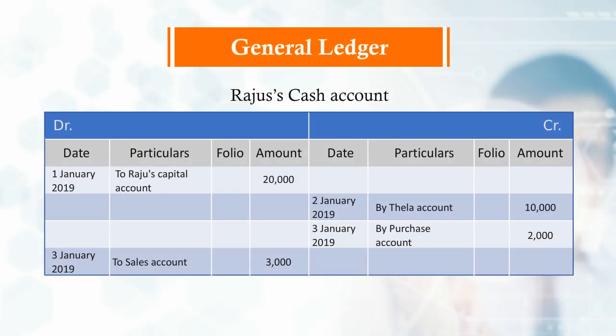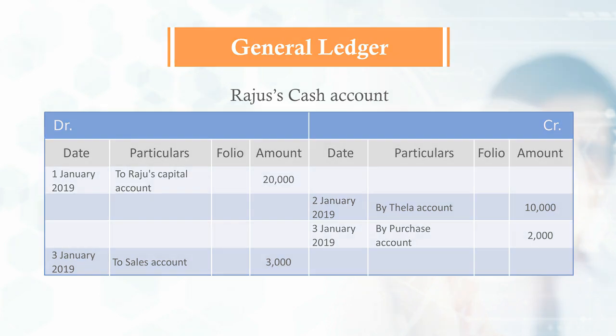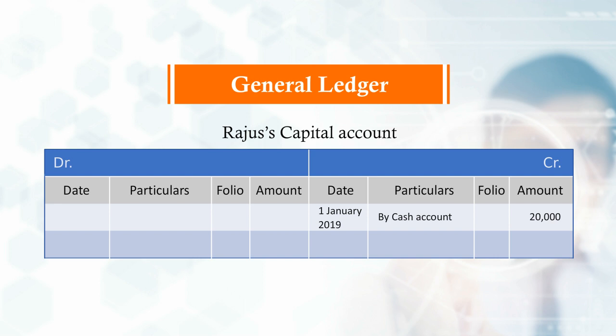His cash account in the general ledger will look as shown on the screen. Here, the particulars and the amounts are highlighted. You can also notice that it starts with a DR and ends with a CR. This is about debit and credit. Raju's capital account in the general ledger will look as shown on the screen.